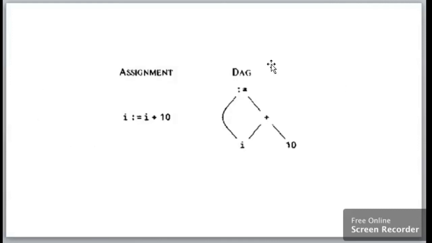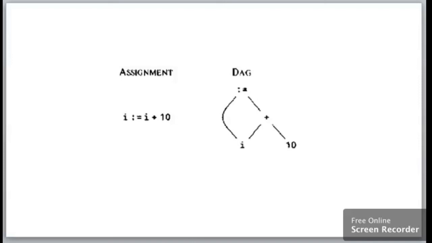Now let me take another example of a simple DAG, that is i equals i plus 10. If I had a syntax tree, I equals plus i plus 10. So this i and this i have been combined into one single node. That is another representation of a DAG for the simple example i equals i plus 10.